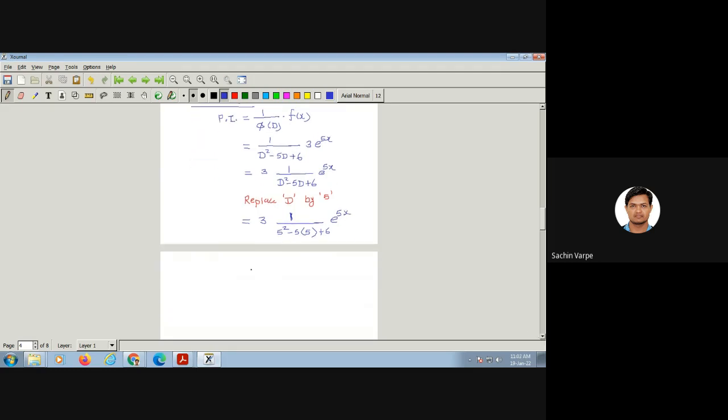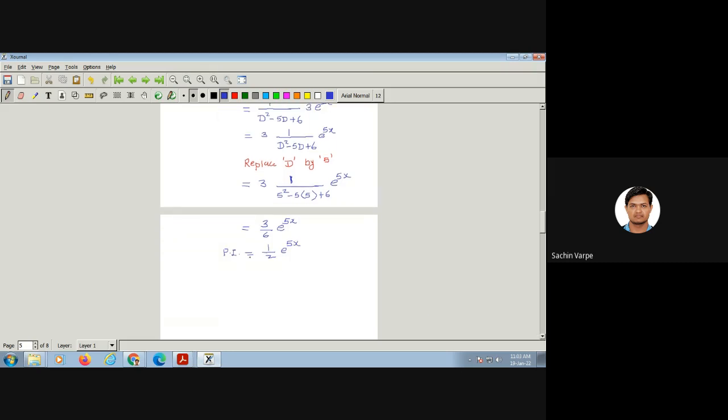So 25 minus 25 will be 0, and 3 by 6 e to the power 5x, so that will be 1 by 2 e to the power 5x. This is your particular integral. You can see the D, capital D, is completely eliminated. And therefore, we write the complete solution.